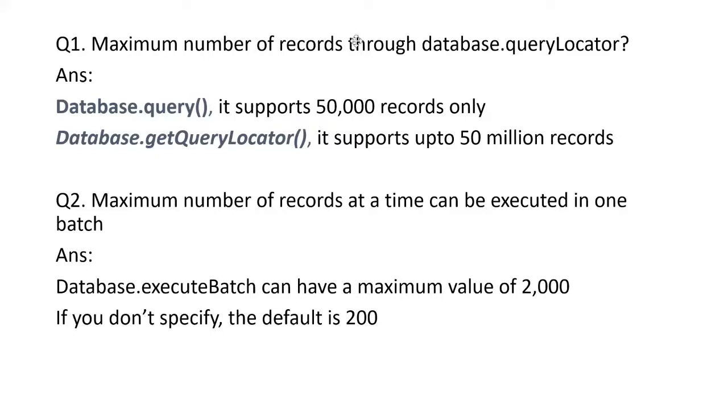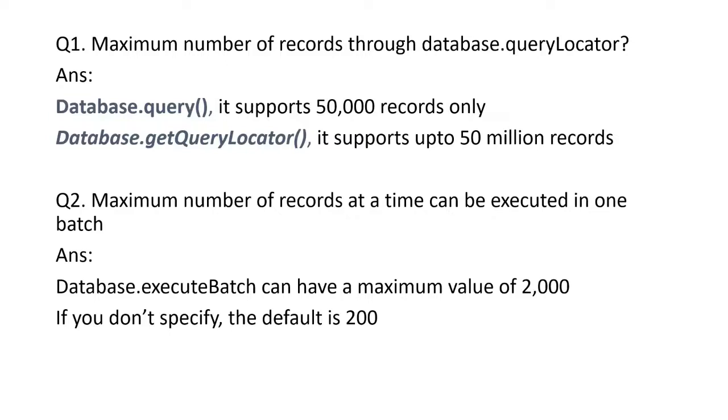Now, how many records at a time can be executed in one execute method of the batch? So the answer is that you can execute a maximum of 2000 records in one execute method. If there are more than that, the next set of 2000 records needs to be executed in the execute method again. And if you do not specify, the default is 200.